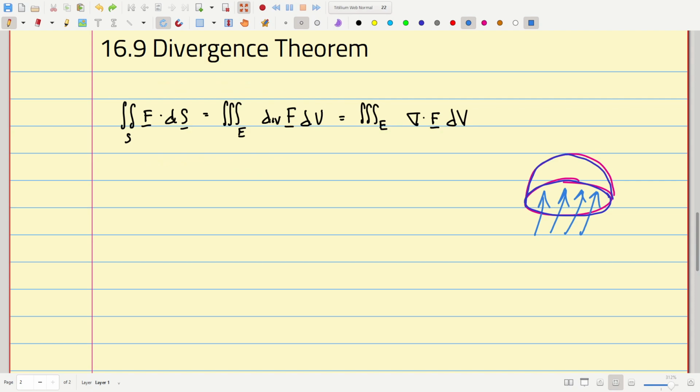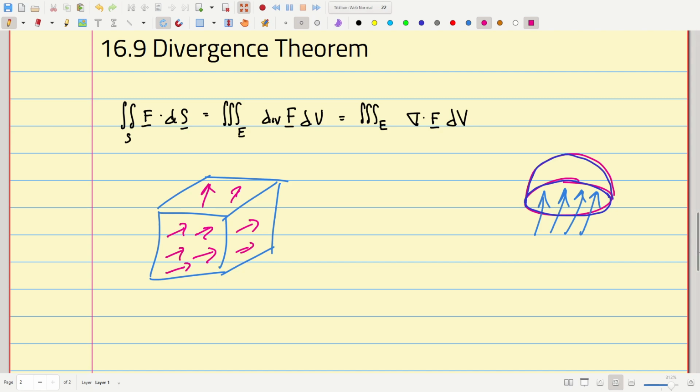What it's saying is that there is a relationship between, if I have some kind of solid object, and I have some kind of vector field that's contained inside, what I can do is measure the flux through the boundary, which would be the impact of those arrows on all of the surfaces of this box, or I can measure the divergence of that vector field over the volume, and I have to get the same answer.